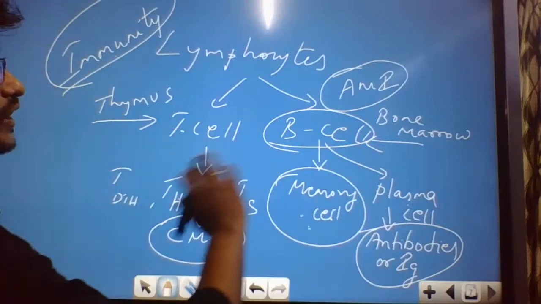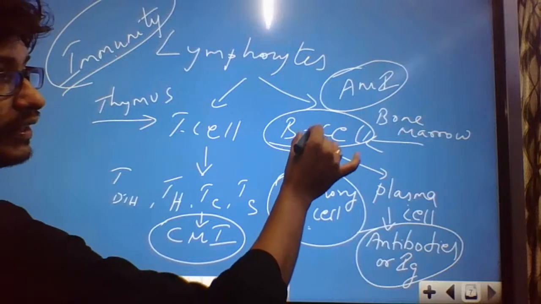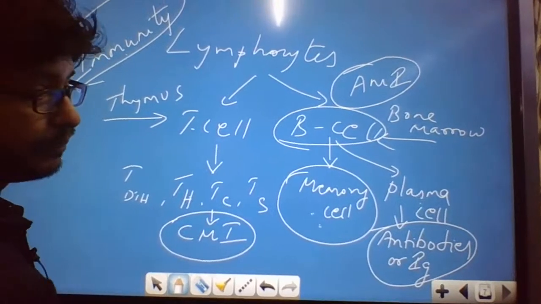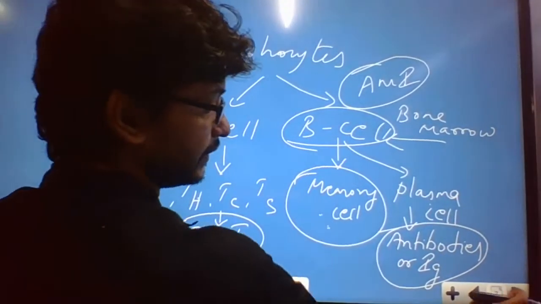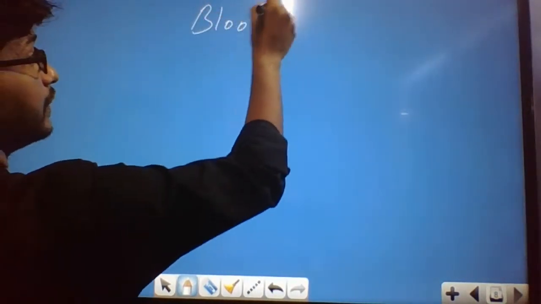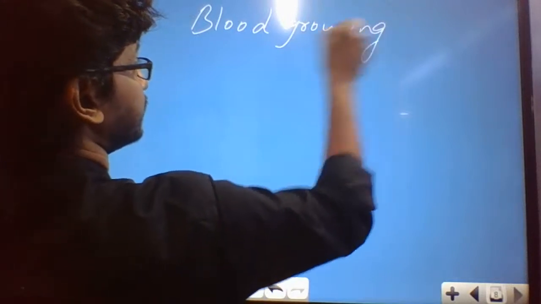So we differentiated the AMI and CMI, but remember always, B cell, B lymphocyte is for antibody mediated immunity and T cell is for cell mediated immunity. With that we go to the next part, that is blood grouping. So when we are talking about blood, simultaneously we discuss blood grouping as well.